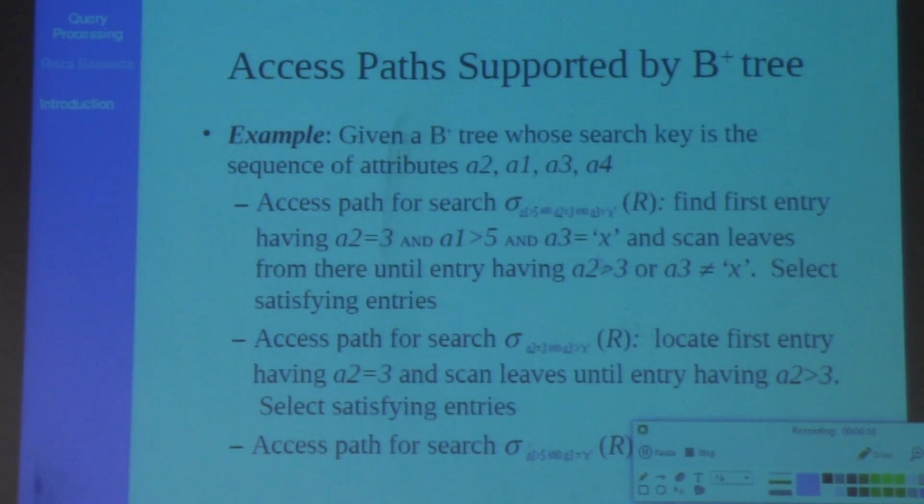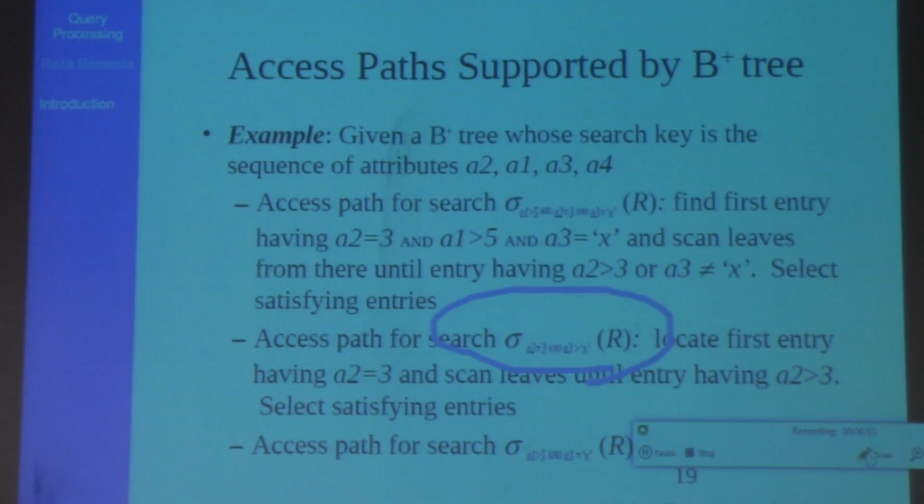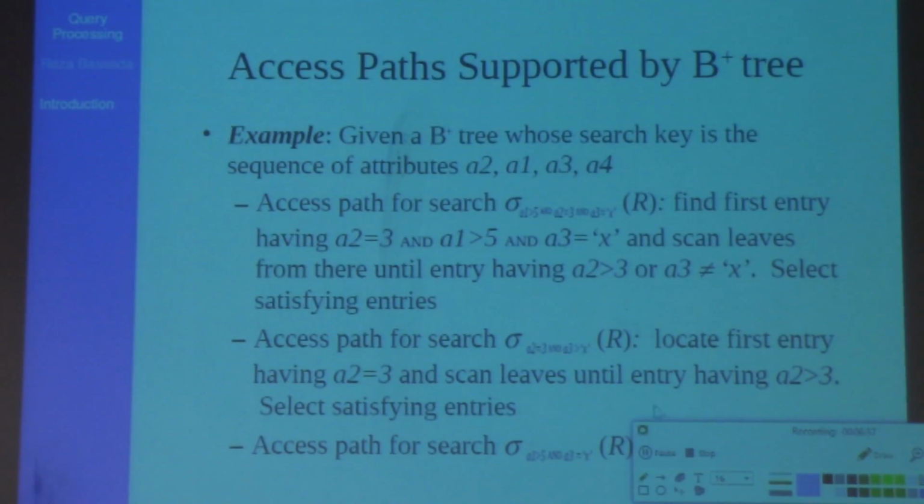Now there is another query. Let's try to answer this one: A2 is equal to 3, A3 is greater than X. First we locate the first entry with A2 equal to 3. Then we scan until A2 is greater than 3. Until that time we have to scan all of them. Why?